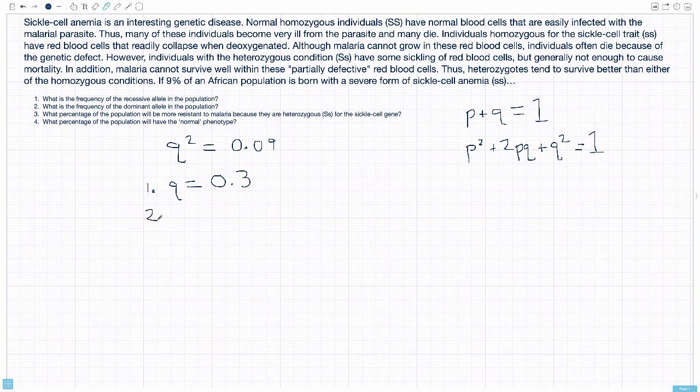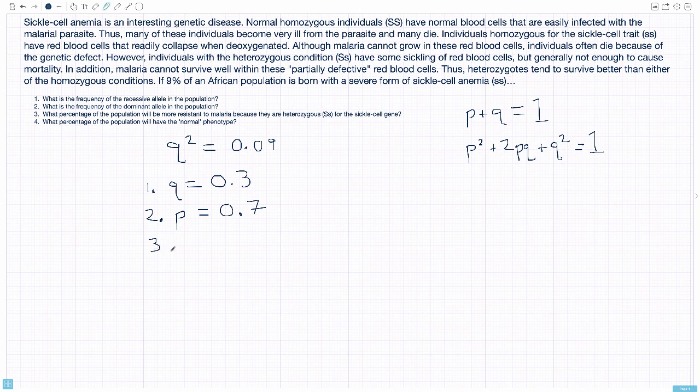The next problem, number 2, is asking for the frequency of the dominant allele. And at this point, we have enough information to calculate that relatively easily. What we're being asked for is P. Okay? And from this first equation, we can get it. If Q equals 0.3 and P plus Q equals 1, P must equal 0.7.